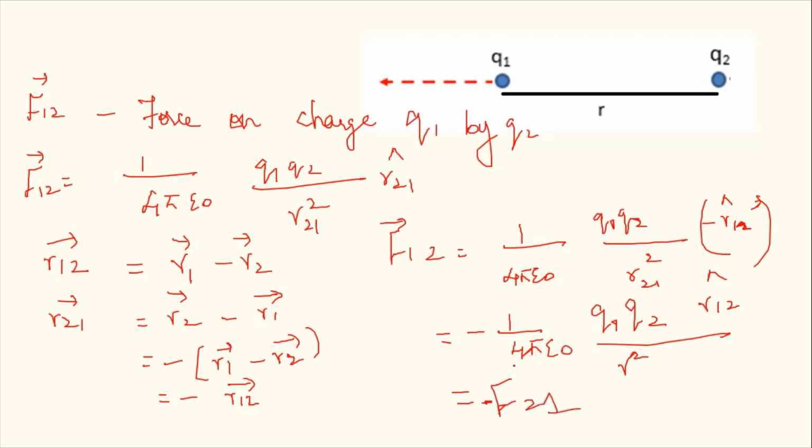The same thing holds for repulsion also; we will see that a little while later. So F12 will be equal to minus F21, or F21 will be equal to minus F12. This is the same for both attraction and repulsion, and this is obeying Newton's third law of motion.